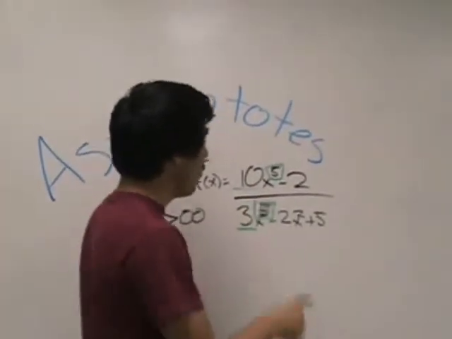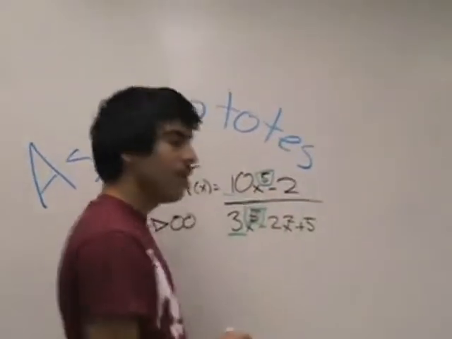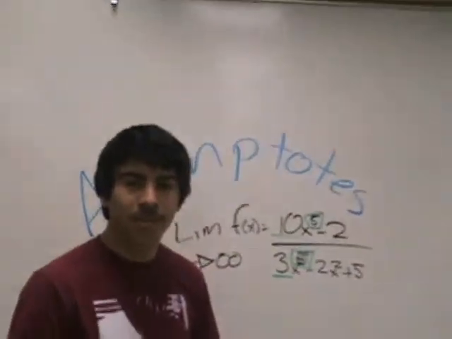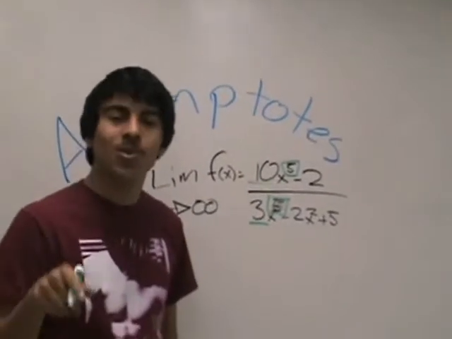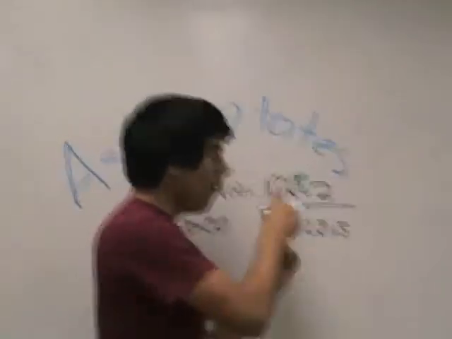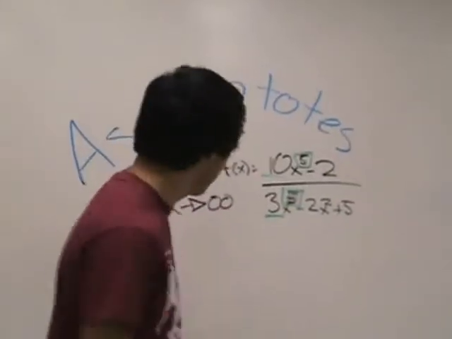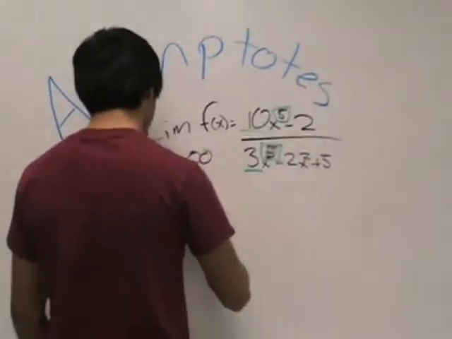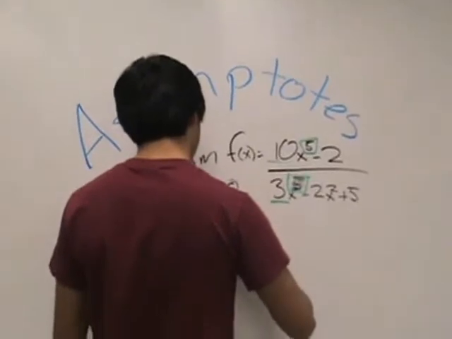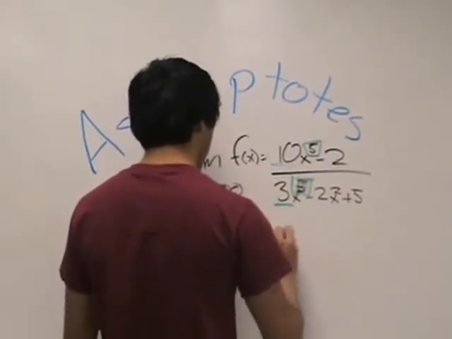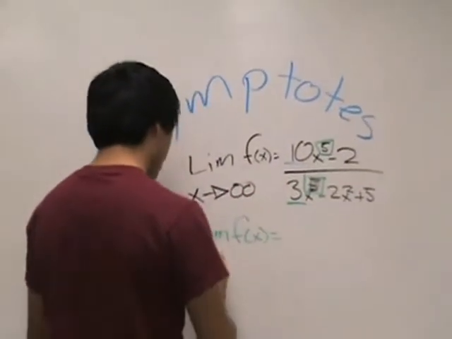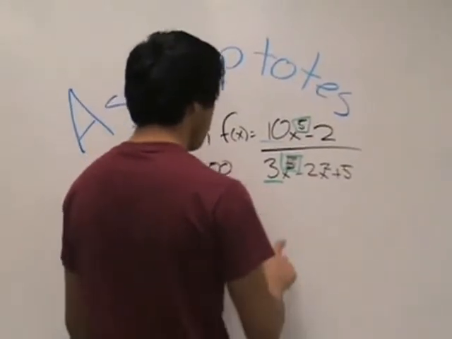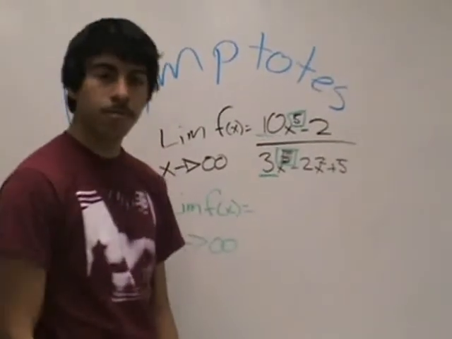So, whenever you have the degree of the numerator equal to the degree of the denominator, then you need to use the number called coefficient. As simple as this. Easy stuff. Limit of f(x) equals something as x approaches infinity. You know what the answer is?